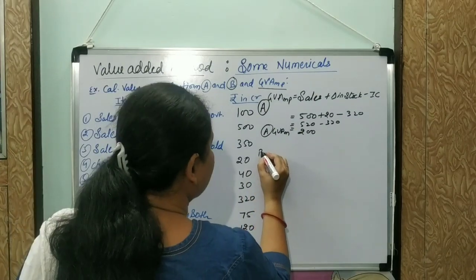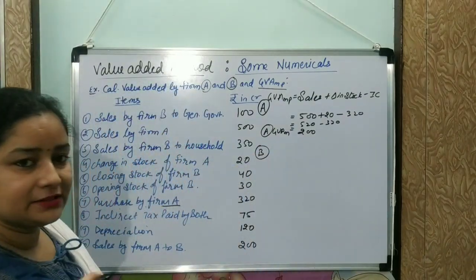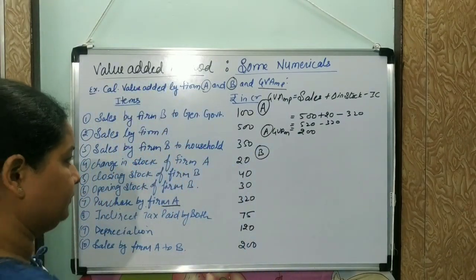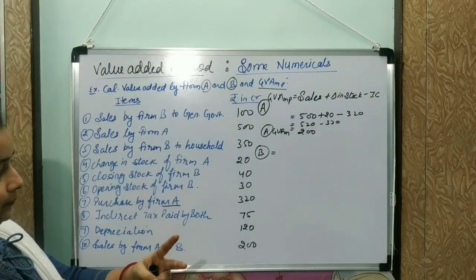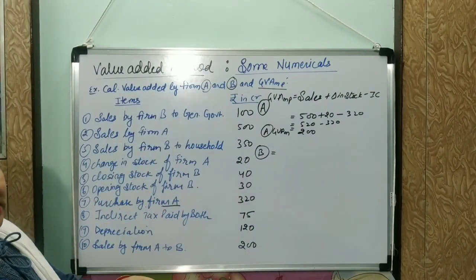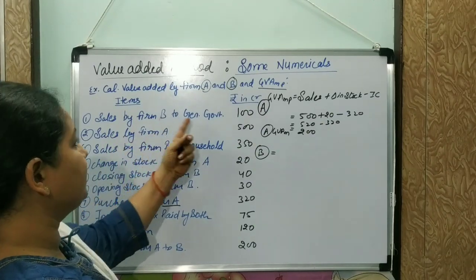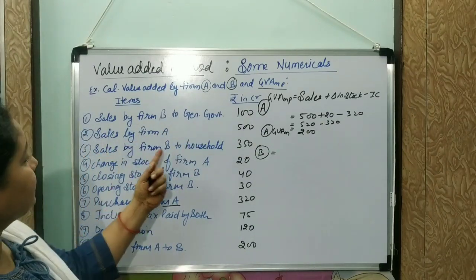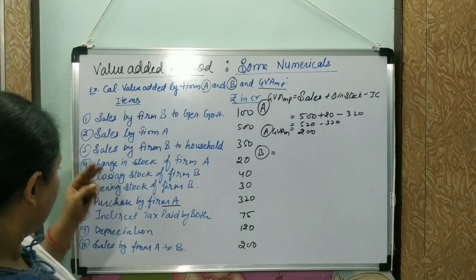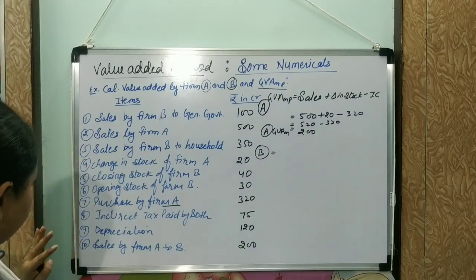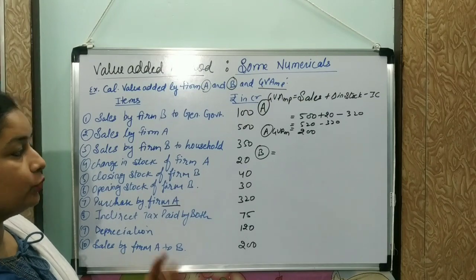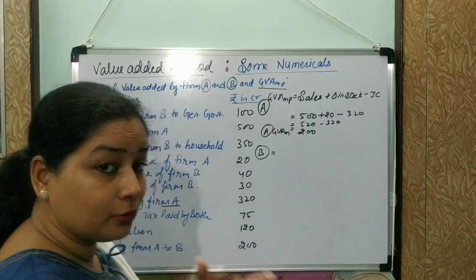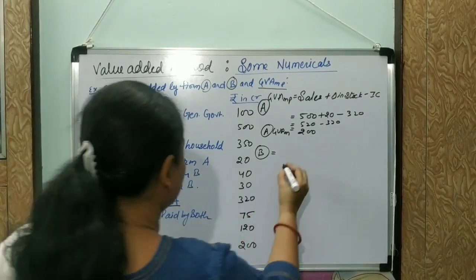Now we are going to calculate for firm B. So let's find out the sales of firm B. For firm B, sales will be in three categories. In two categories sales are given here. First, sale of B to general government. Second, sale of B to household. No export is given here. In my question, no export is given here. So we'll assume that only two types of sale we have from firm B. So we'll add both of them.